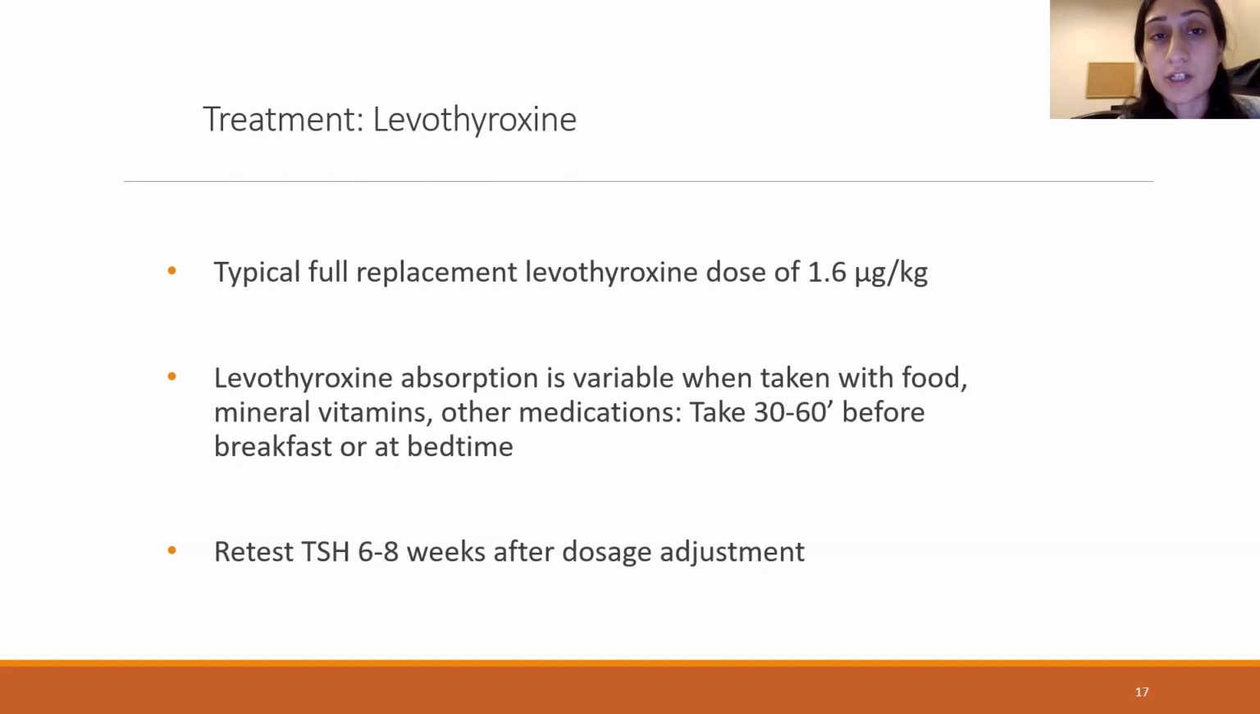After you make any adjustment to your dose of levothyroxine, it typically takes about 6 weeks before you see that reflected in the TSH. So you'll check your repeat labs about 6 to 8 weeks later after a dose adjustment.